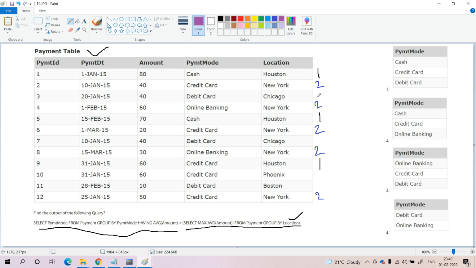And let me take Chicago as the third group. As per Chicago, it is the third group.